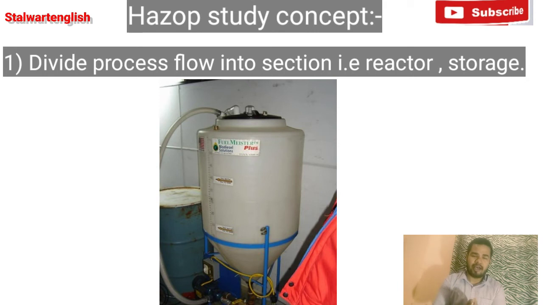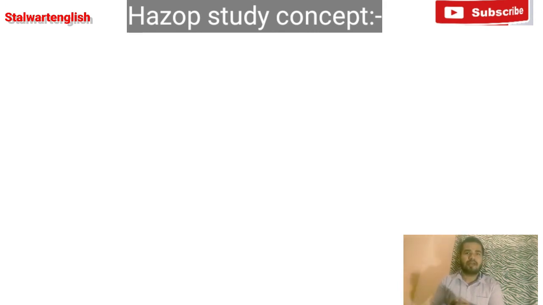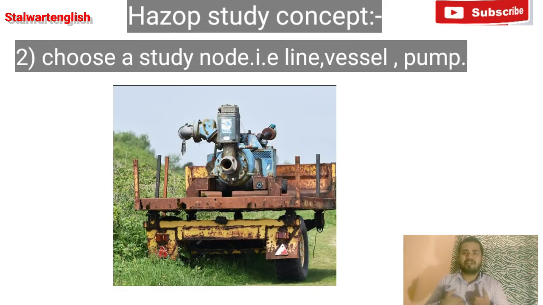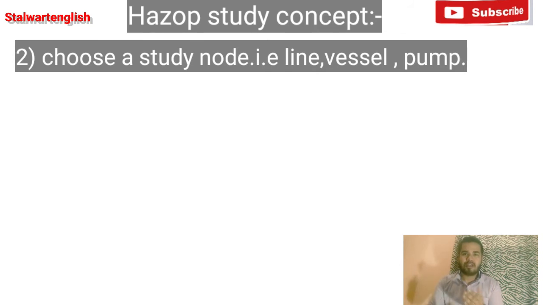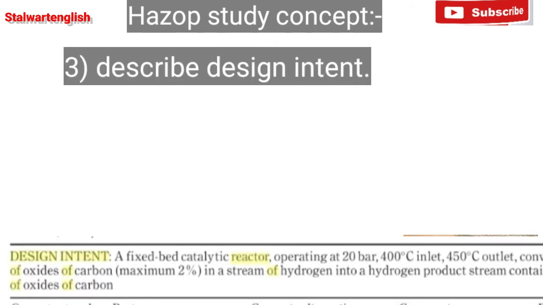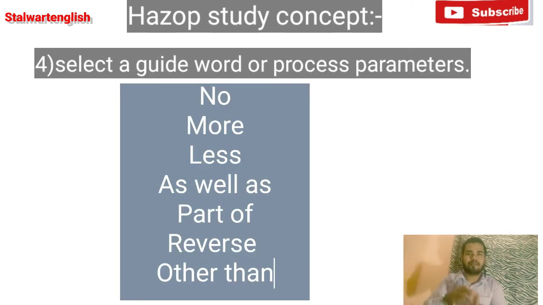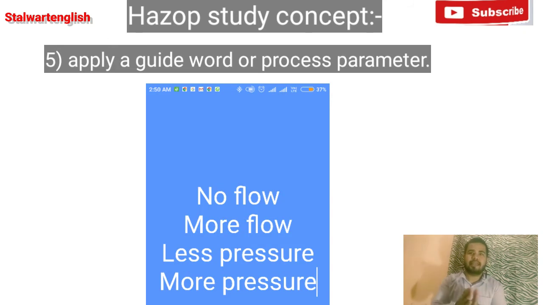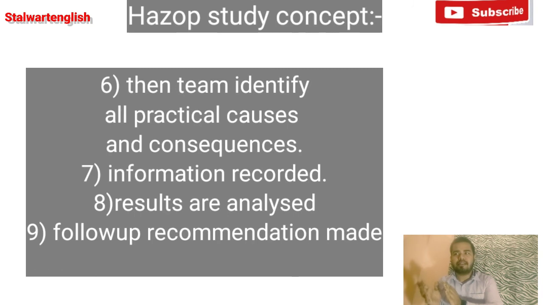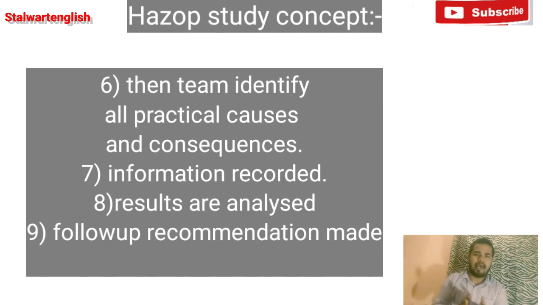HAZOP study concept: divide the process flow into sections, that is reactor, storage. Then choose a study node, such as a line, vessel or pump. Then describe the design intent, that is 20 bar, 400 degrees Celsius, etc. Select a guide word and process parameter, such as no, more, less, and apply the guide word. Then the team identifies all practical causes and consequences, the information is recorded, results are analyzed, and follow-up recommendations are made.